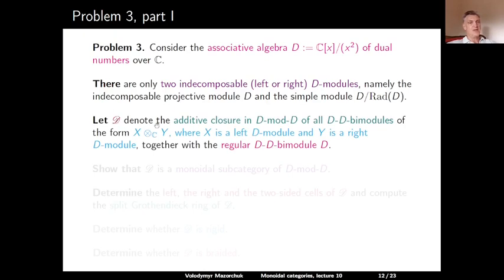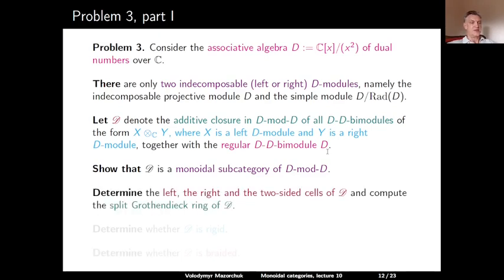Let curly D be the additive closure inside the monoidal category of all DD bimodules, which is generated by all DD bimodules of the form X tensor Y, where X is a left D module and Y is a right D module, together with a regular DD bimodule D. Show that curly D is a monoidal subcategory of the category of DD bimodules. Determine the left, the right, and the two-sided cells of curly D, and compute the split Grothendieck ring of curly D. Determine whether this category curly D is rigid, and determine whether this category curly D is braided.